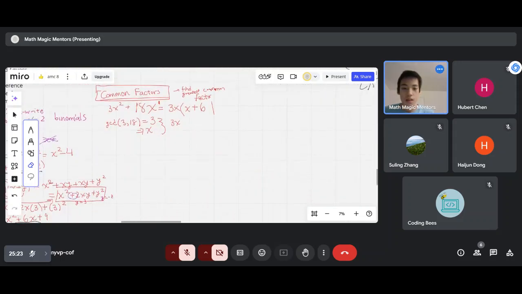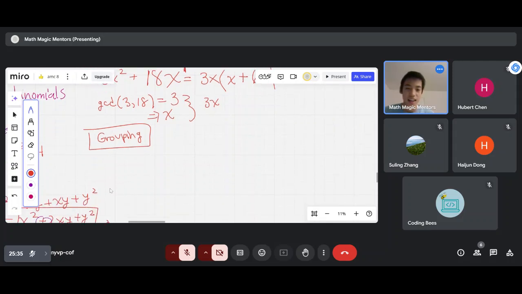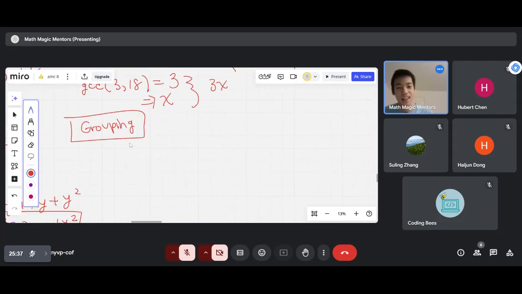Now let's go on to another method called grouping. Grouping is when we group the terms. And I'll show you what I mean by that. It's kind of doing mini factorization. So I'll just write mini factor.